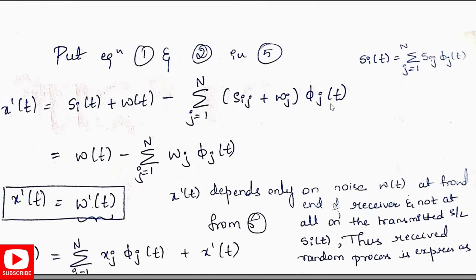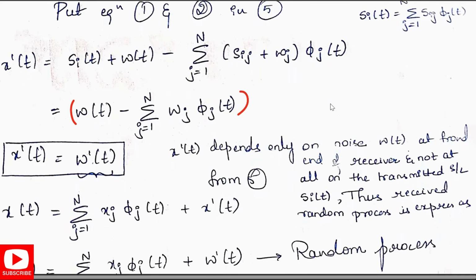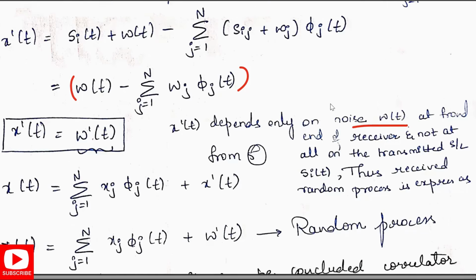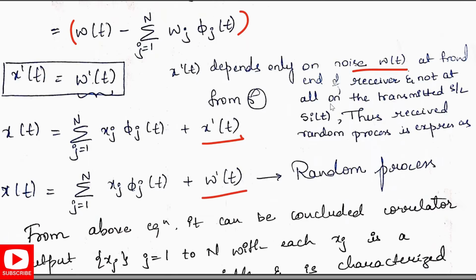Now you need to substitute equation 1 and equation 2 in 5. Substituting that, the sij terms cancel out, as they have a minus sign, and we remain with this, which can be represented as omega dash of t. Hence we get x dash of t equal to omega dash of t, where x dash of t depends only on the noise omega of t at the front end of the receiver and not at all on the transmitted signal Si of t. Thus, you can say it is a random process, expressed like this. So x of t is given like this, where you can replace x dash of t with omega dash of t, the random process.